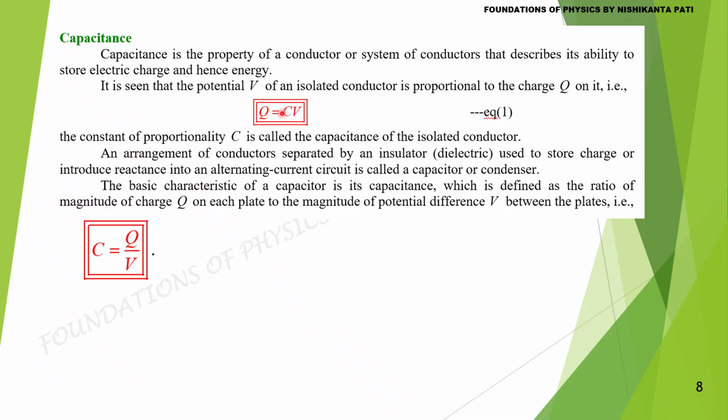The charge of a conductor is directly proportional to the potential. So we can write Q is equal to constant into V, or we can write potential is equal to a constant into Q. This constant 1 by C is called elastance. This constant 1 by C is the reciprocal. C is the capacitance and 1 by C is called elastance. So in equation 1, C is the capacitance of a conductor or of an isolated conductor.